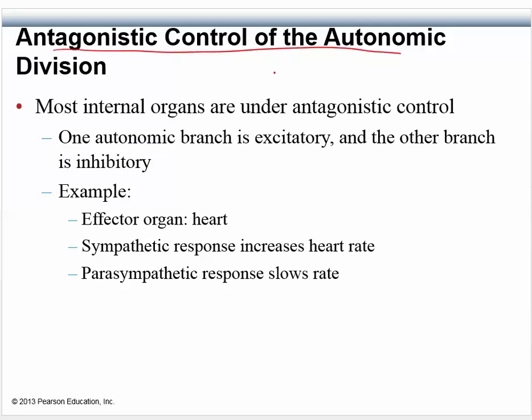Well, when we say antagonistic control, that means the parasympathetic is doing one thing, and the sympathetic is doing something else. Okay, and they're having opposite effects. This is saying, hey heart, so if we have the heart here, hey heart, slow down. And this is saying, hey heart, speed up. Okay, that's what we mean in this case by antagonistic. It's not like an antagonist that blocks a receptor. This is actually, one is going one direction, one is going the other direction.